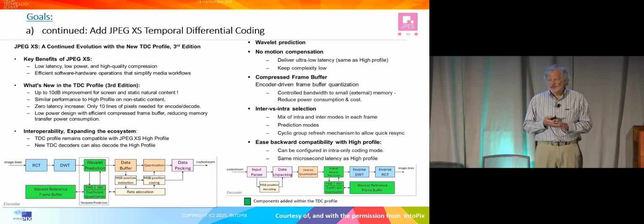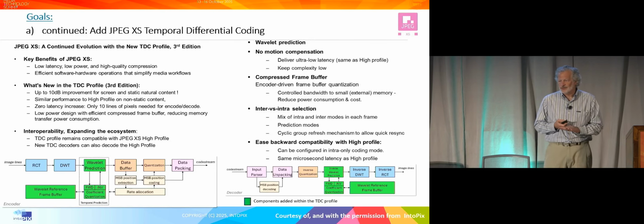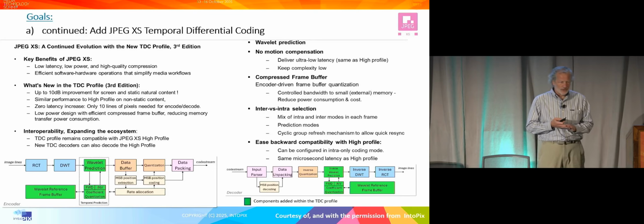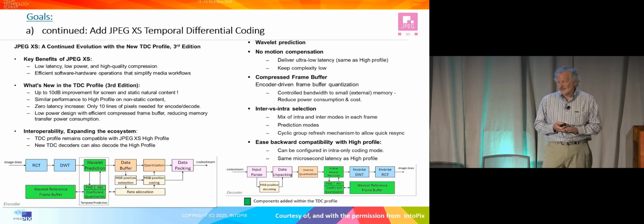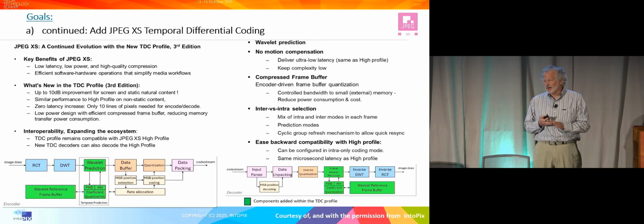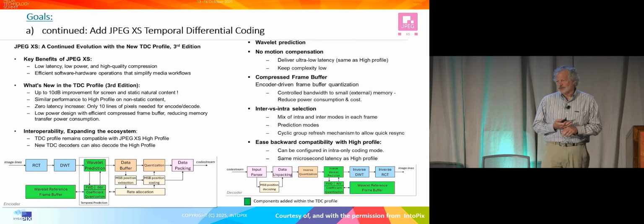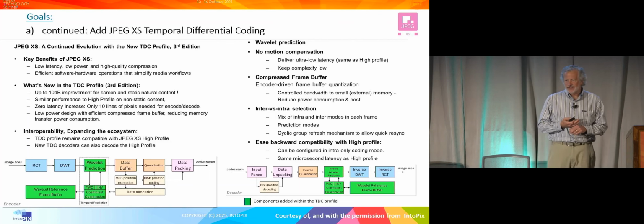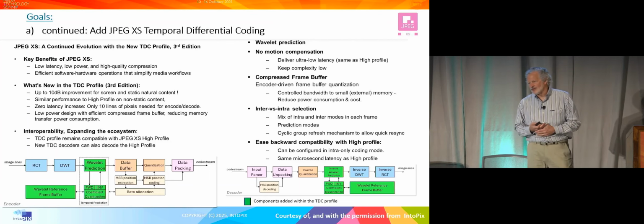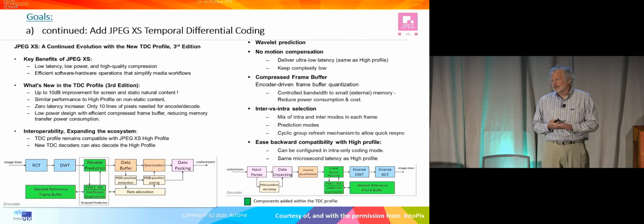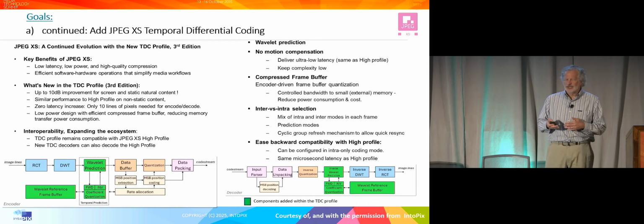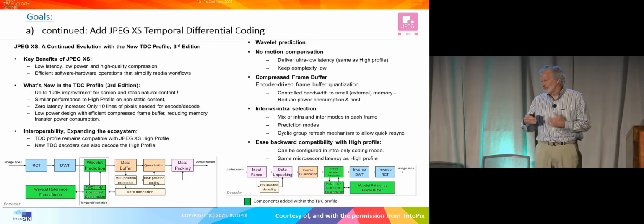So it's efficient. It can be used in both hardware and software implementations. So it's practical for folks that have already implemented JPEG XS, in that they can add TDC. A big part of this is also that any implementation with TDC also includes the high profile, so that it includes the legacy profile as well as TDC. So there's backwards compatibility. You can have this additional capability, but also backwards capability. It doesn't break any of the existing implementations.